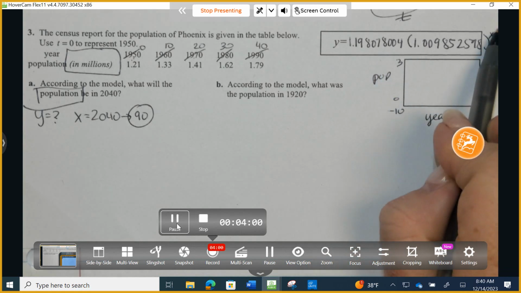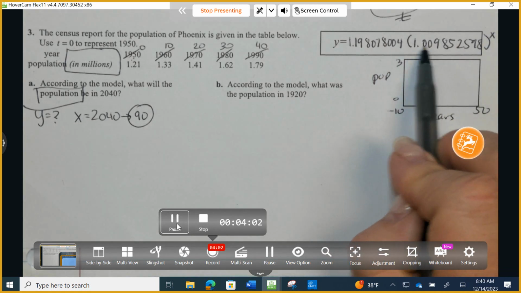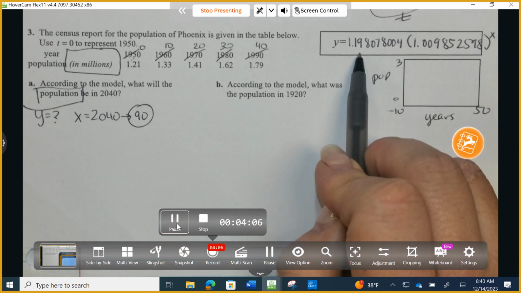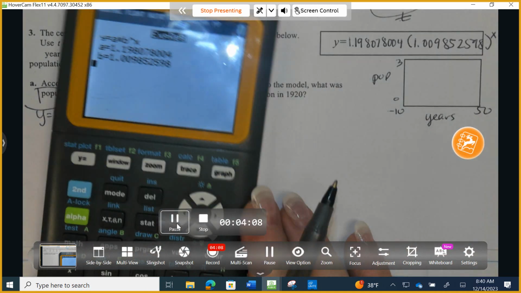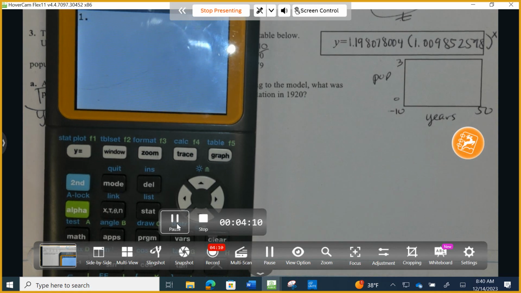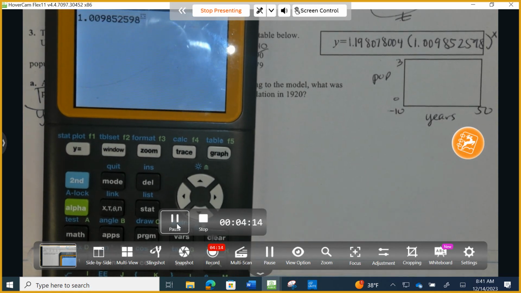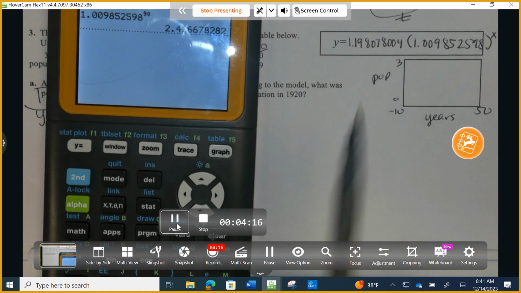So using a calculator here, I'm going to take this value raised to the 90, and then take it times this initial value. Grab your calculator. Let's do that. And taking times this initial value.